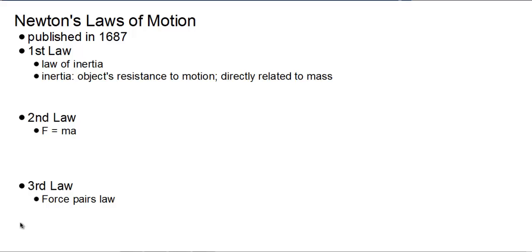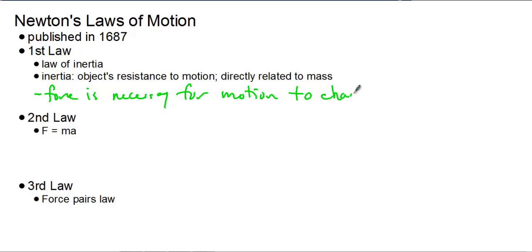And just as a reminder, inertia is an object's resistance to motion, and that value is directly related to an object's mass. Newton's first law says that objects at rest will remain at rest, objects in motion will remain in motion unless acted upon by an outside force. Okay? So it said basically, force is necessary for motion to change. That was the gist of his statement there.